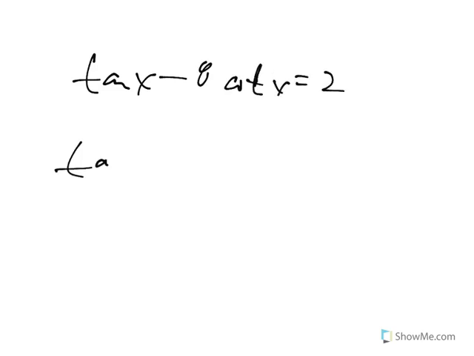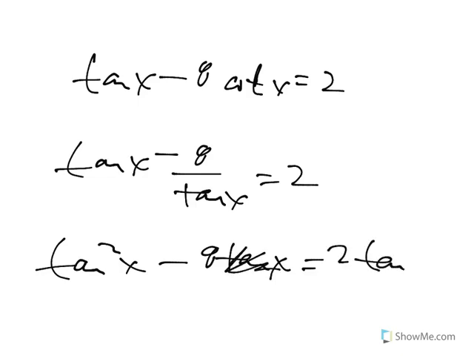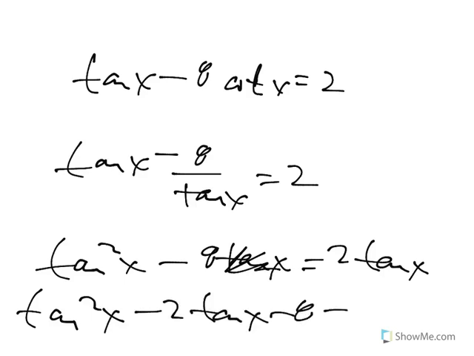Sometimes we see something like this. Tan x minus 8 cotan x equals 2. If we change cotan into 1 over tan, and then multiply both sides by tan, whoops, it just becomes 8. And then move everything over to one side. So that's another thing that can happen in these trig equations where you have two different things.